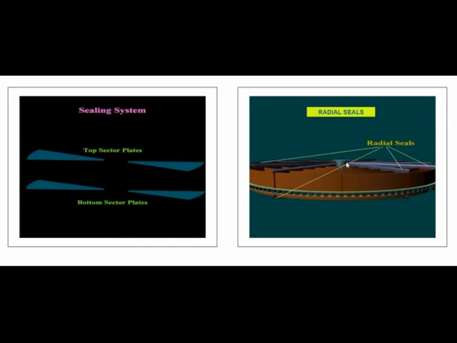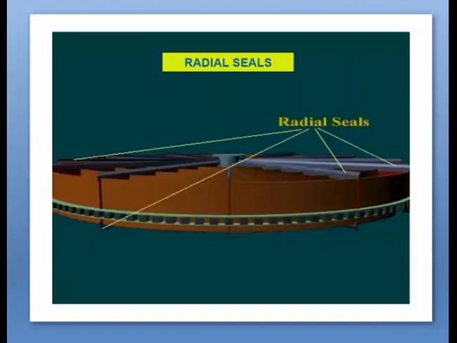The purpose of providing the radial seal is to prevent the short circuiting of air with gas in the radial direction. So these are the seals that are bolted, and when this rotor rotates, they wear against the machined surface of the top sector plate and bottom sector plate. You can see this from this slide. It will elaborate in a better manner.